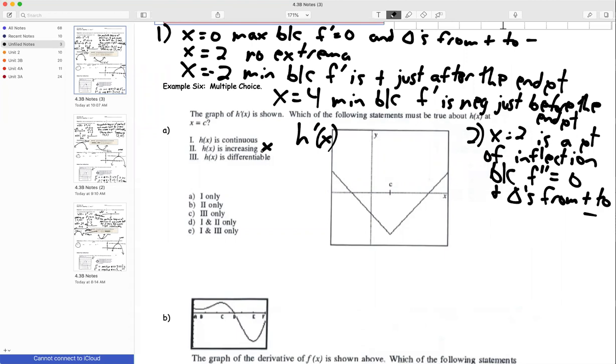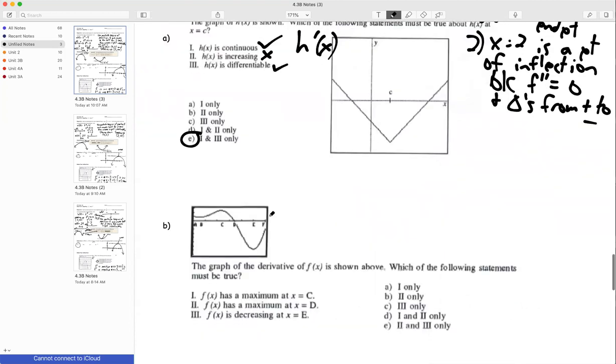Let's look at 3. Is there a derivative at c? In other words, is this point defined? Yes, it is. Therefore, it is differentiable. If they had asked, is h prime of x differentiable? That would not be true because there's a cusp or a corner there. But if there is a point here at this point, then there is a derivative in the original graph. And if there is a derivative, that means it also must be continuous. Therefore, E is the correct answer, 1 and 3 only.